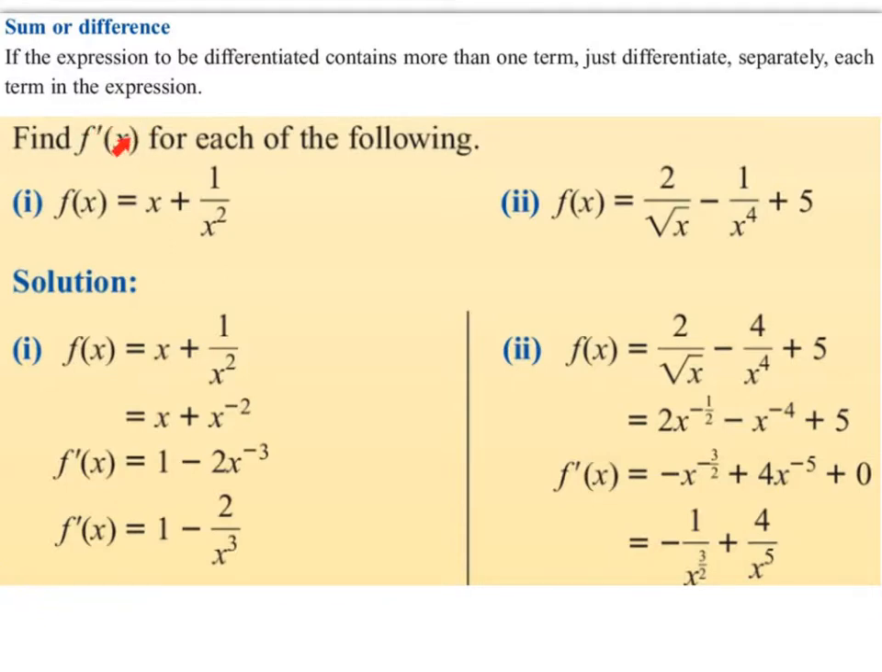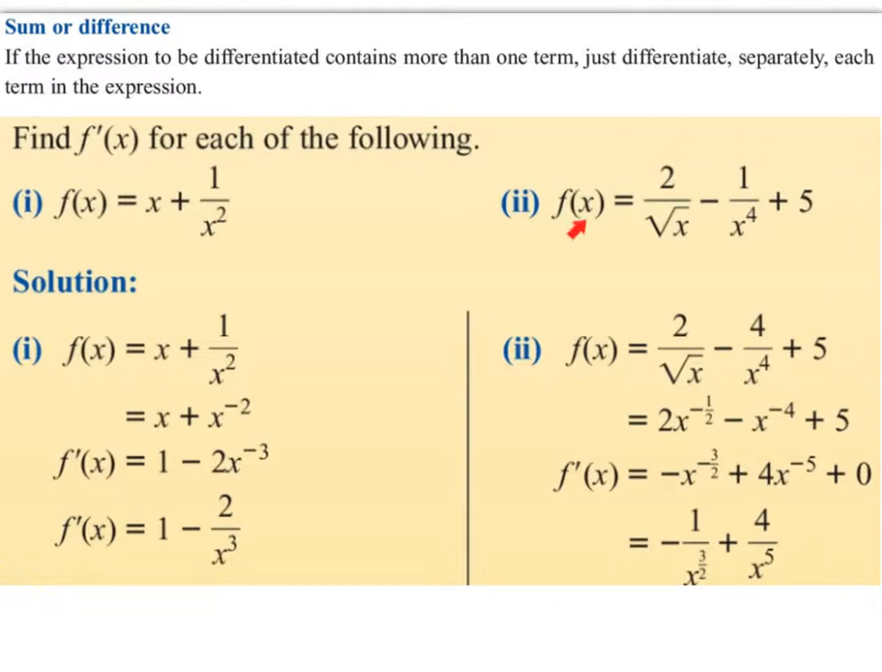So find f prime x for each of the following. f of x is equal to x plus 1 over x squared. First of all, we're going to rewrite 1 over x squared as x to the power of minus 2. Then the derivative of x is 1, and the derivative of x to the power of minus 2 is minus 2x to the power of minus 3. And then minus 2x to the power of minus 3 can be rewritten as minus 2 over x cubed. So the derivative is 1 minus 2 over x cubed.